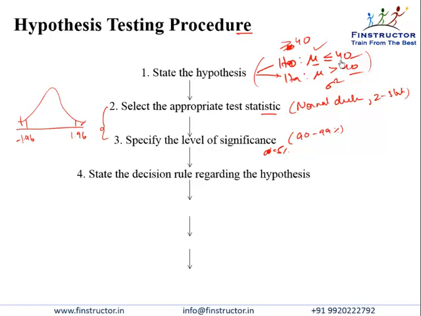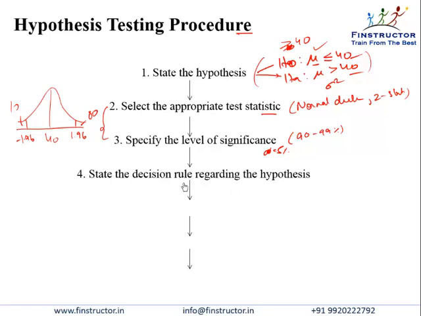So we have hypothesized the value is less than or equal to 40. Or if you hypothesize that it is equal to 40, for example, then if the observed sample value comes out to be 80, then it is too extreme. Or if it comes out to be 10, then again it is too extreme.